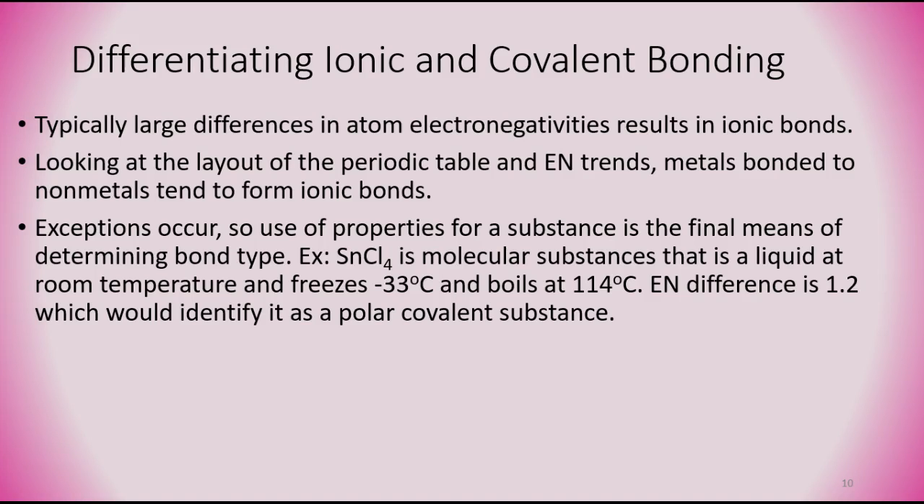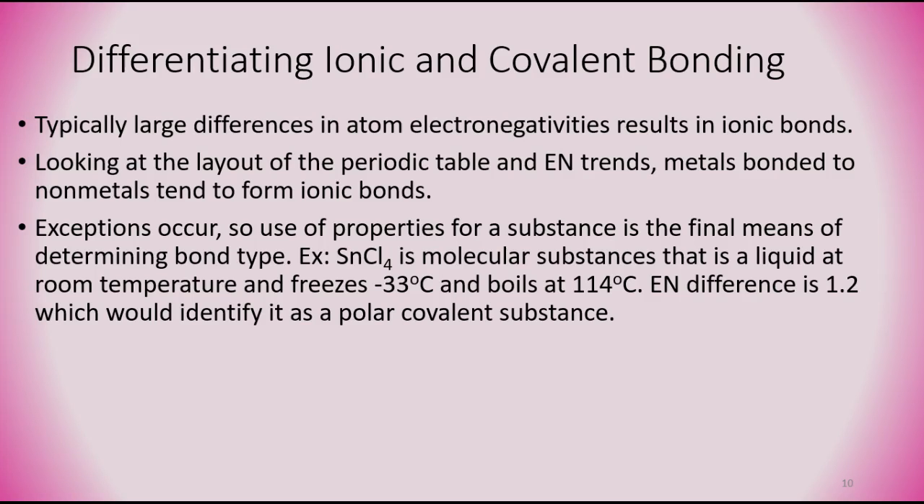Really, what it comes down to is that we can try to make predictions, but if we look at the physical properties of a substance, that's really going to be the deciding factor of whether it is ionic or covalent. So if you look back at the previous slides where we talked about the properties of these substances, that's what you would really need to use if you had something available to test. That's what we would want to do to confirm.